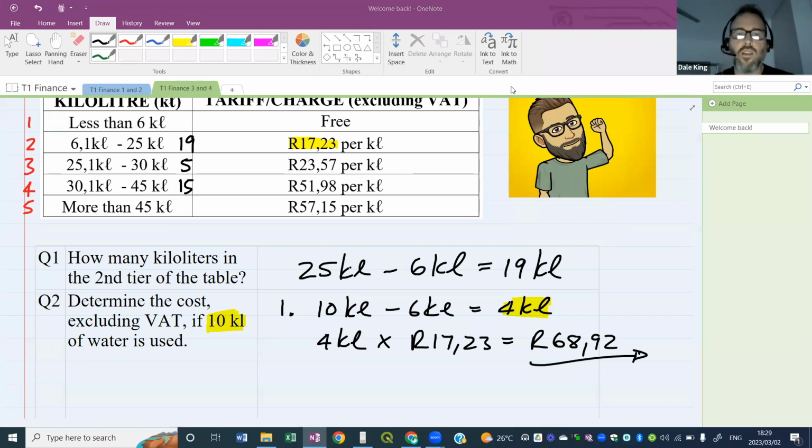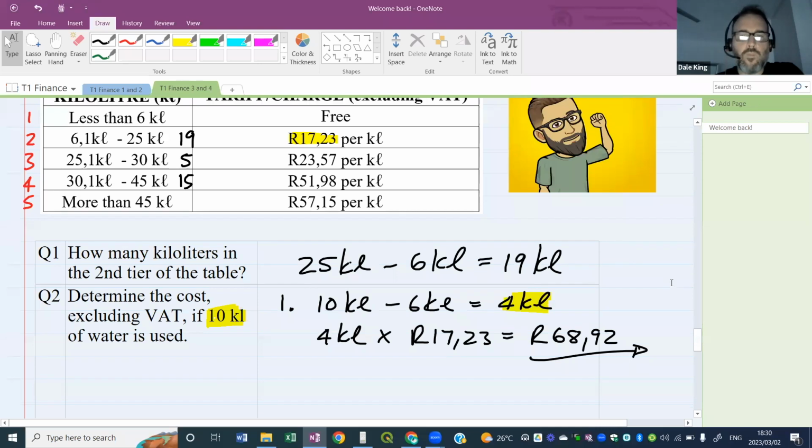All right. Yes, no, that's absolutely correct. Okay. So you use 10, we take off 6 that are free. We've got 4 left, and that's in the second interval. So we charge at 17, 23, so 68 rand. All right. That's not too bad. I'm sure you guys are okay with it. Are there any questions, guys? You must raise your hand and talk to me if you have any questions. I'm going to move on to a more difficult one now.